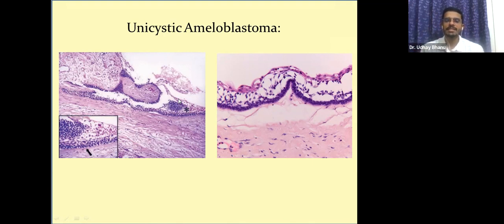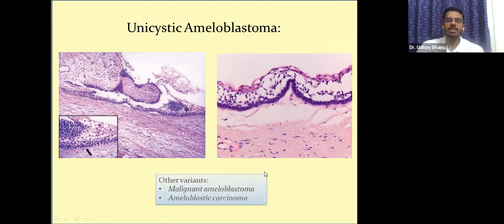The third is where these neoplastic cells can bundle out and drop off into the capsule, in which case it is called intramural. That is where it goes into the connective tissue. So these are the 3 patterns that you can see in a unicystic ameloblastoma.